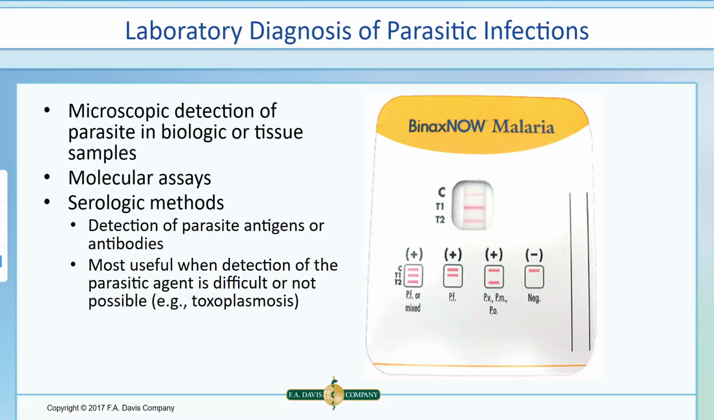Now, when this is inside of our body, we typically can't see it because those little cysts will embed in our muscle tissue. So we look for the presence of antibodies against it. And if we have antibodies, then chances are likely that we've been exposed to it.